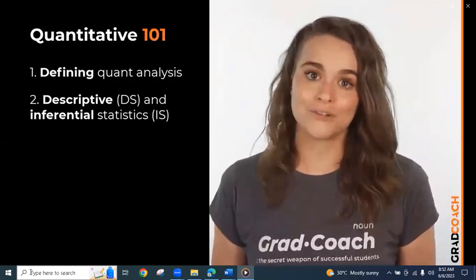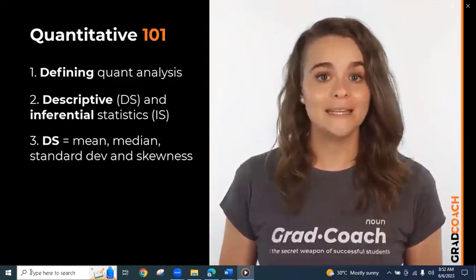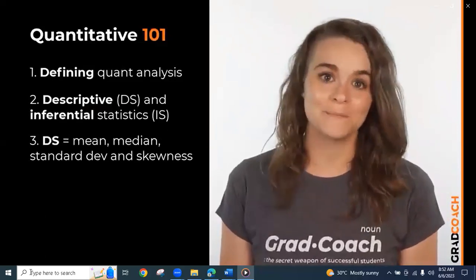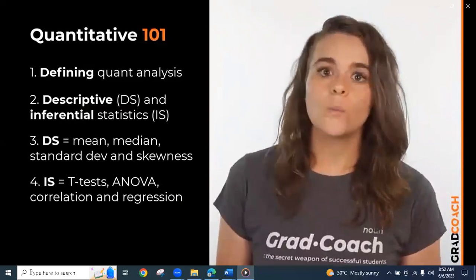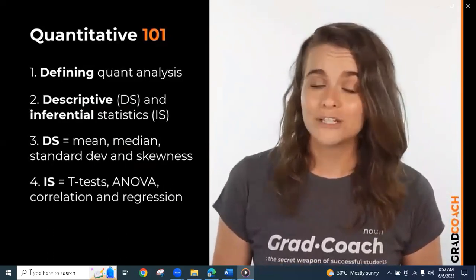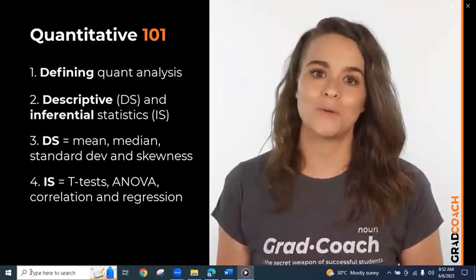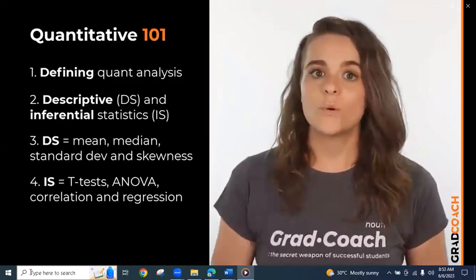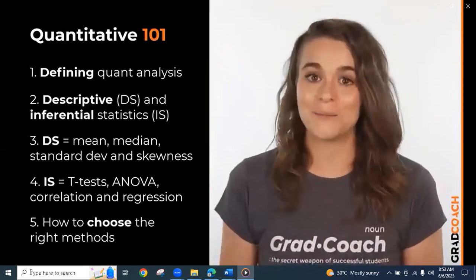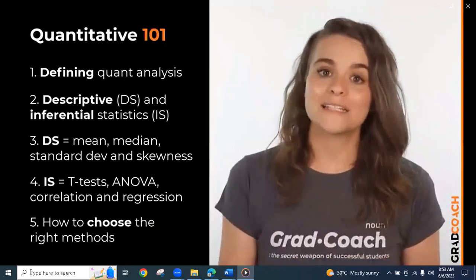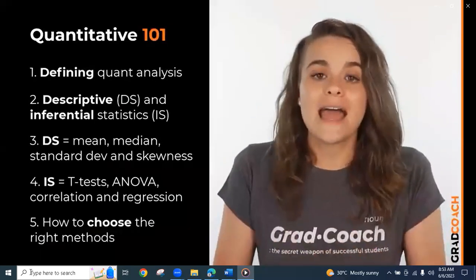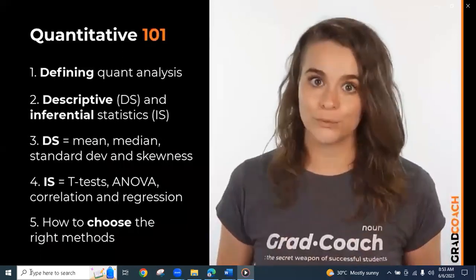As we saw, common descriptive statistical metrics include the mean, the median, the mode, standard deviation, and skewness. On the inferential side, we looked at t-tests, ANOVAs, correlation analysis, and regression analysis, all of which can help you make predictions about the population. Lastly, we asked the important question, how do I choose the right statistical methods? As we discussed, to choose the right statistical methods, you need to consider the type of data you're working with, as well as your research questions and hypotheses.